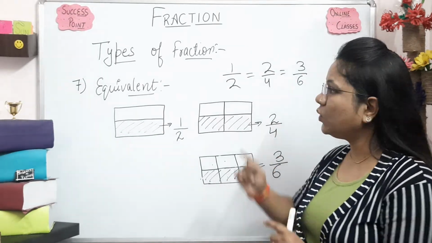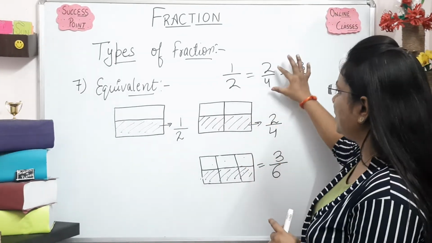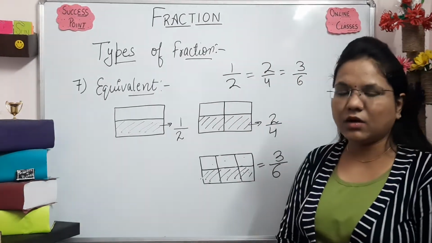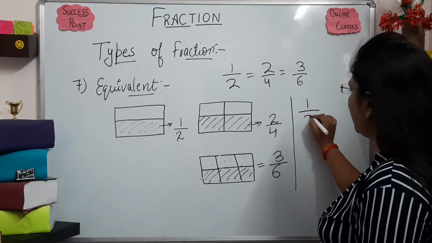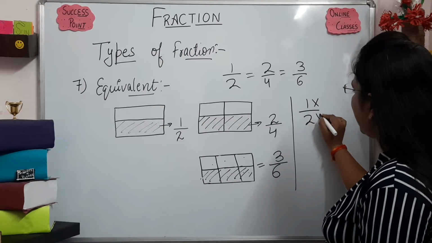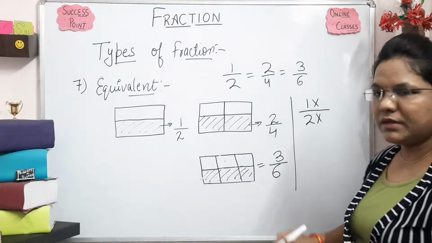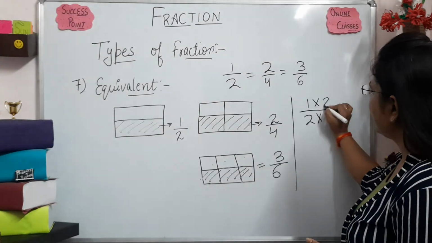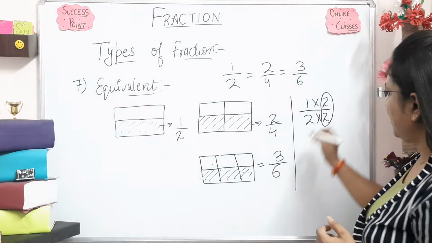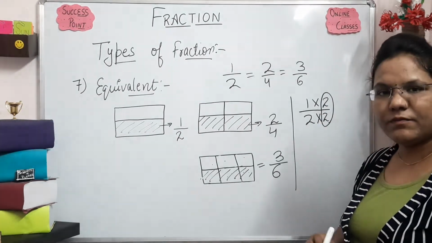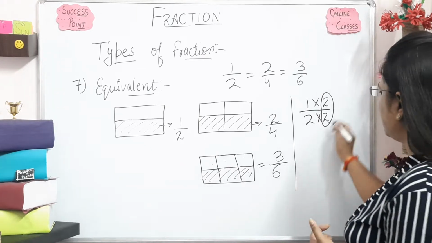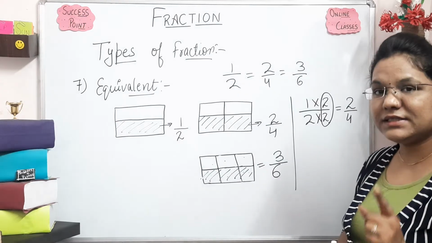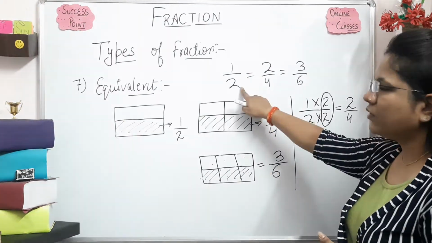So this is all about equivalence. I know this looks different, because 1 by 2, 2 by 4, 3 by 6, how will they be equal? If we take 1 by 2 and multiply up and down with the same number, meaning numerator and denominator with the same number, like 2, we will get the answer 2 by 4. This is the equivalent fraction of 1 by 2.